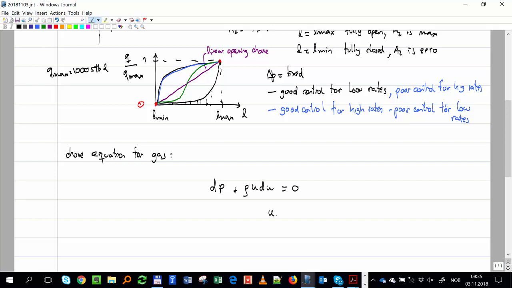So we get here U1 squared minus U2 squared. And remember, 1 is choke inlet, and 2 is choke outlet. Here we have 0.5. That's going to be the same. And now I have dP over density, and I have to integrate from P1 to P2.